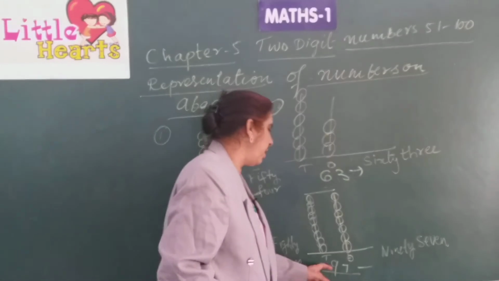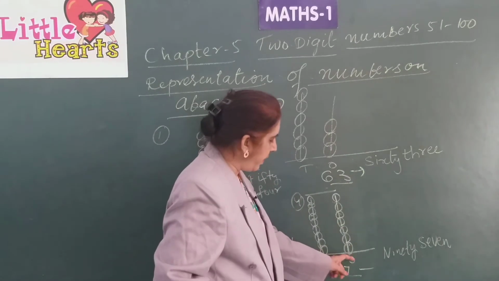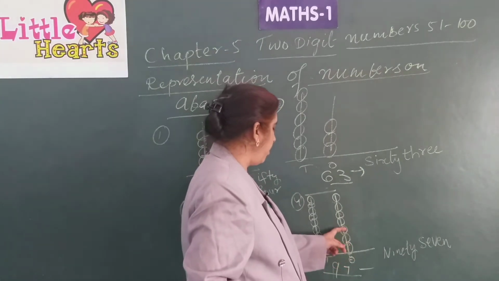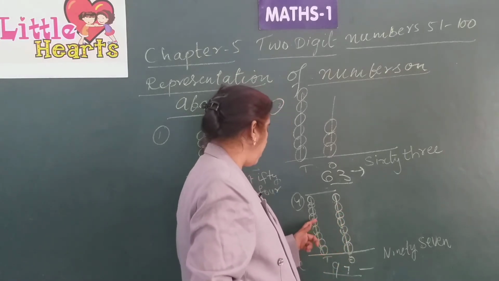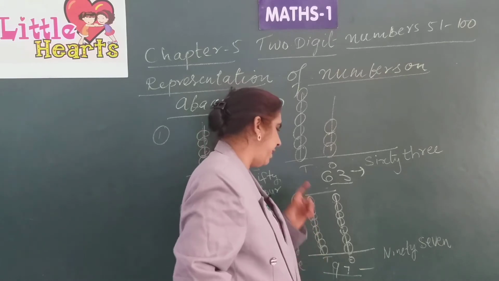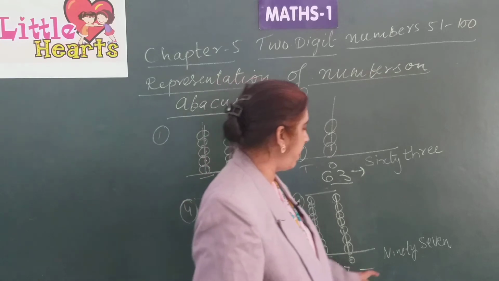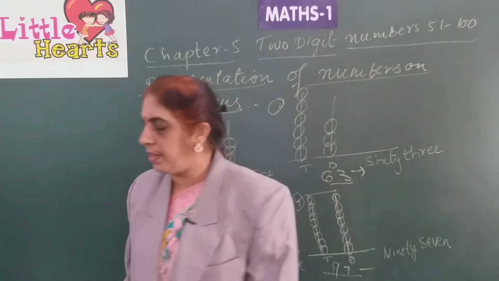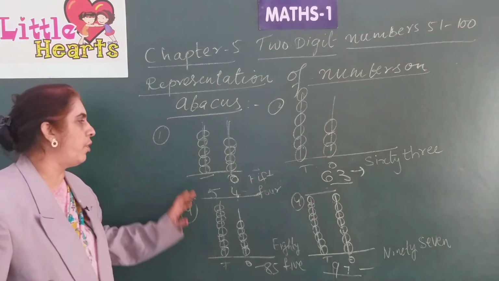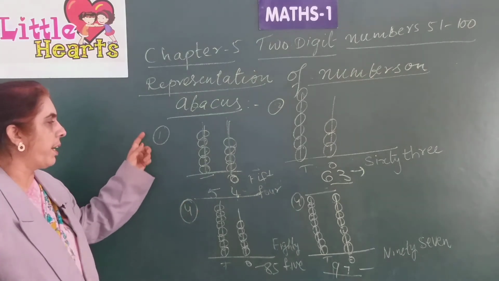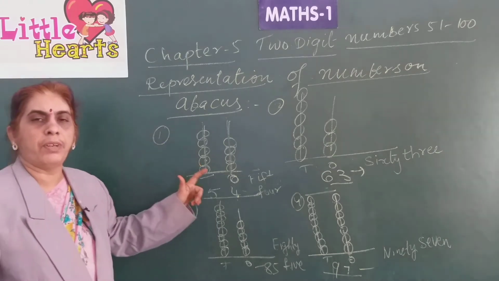And coming to the next one, count the number of beads on the 1's place: 1, 2, 3, 4, 5, 6, 7. 7 in the 1's. In the 10's: 1, 2, 3, 4, 5, 6, 7, 8, 9. So the number is 97, NINETY SEVEN. In this way, we can represent numbers on an abacus, and by counting the number of beads on the abacus, you can write the number and its number name.